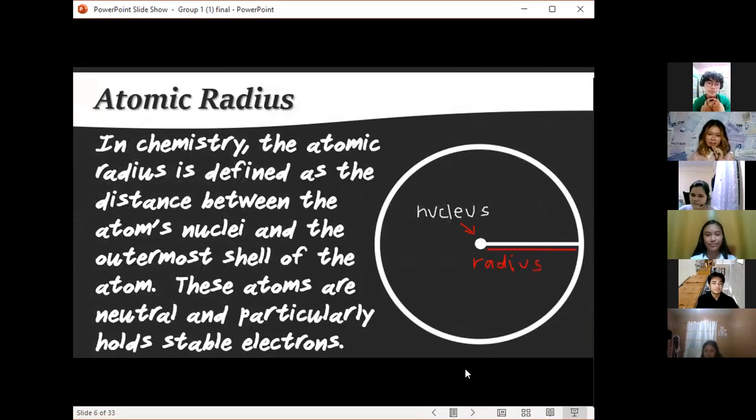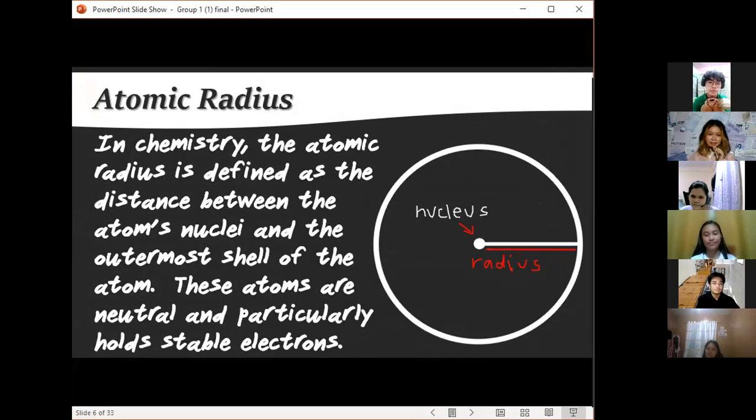In chemistry, an atomic radius is defined as the distance between the atom's nuclei and the outermost shell of the atom. These atoms are neutral and particularly hold stable electrons. Say, for example, we have a hydrogen atom's illustration. The dot you see in the middle is called the nucleus, and the line highlighted by white and red is called the radius. So, by definition, a radius is a straight line from the center to the circumference of a circle.